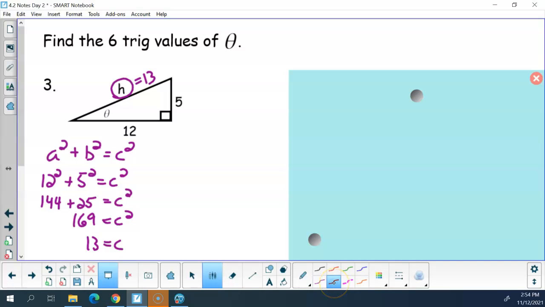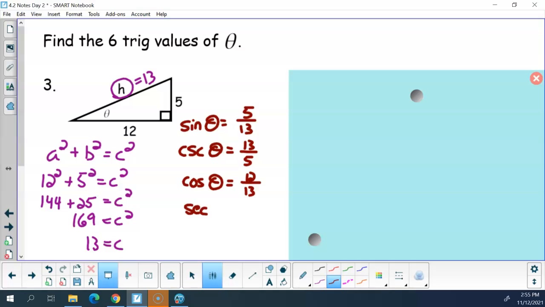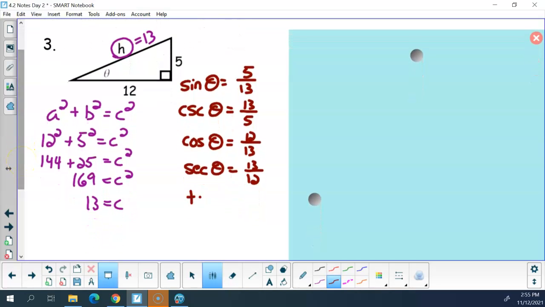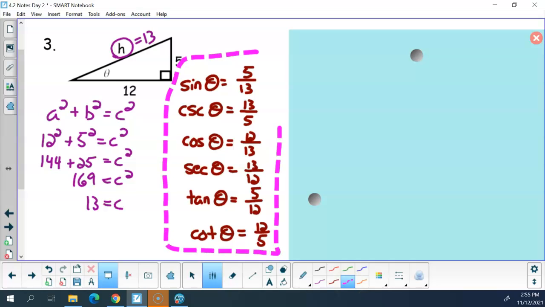So the sine of theta is 5/13, which means the cosecant of theta is 13/5. The cosine of theta is 12/13, which means the secant of theta is 13/12. The tangent of theta is opposite over adjacent, 5/12. The cotangent of theta is 12/5. I know, that's a lot of numbers. It's easy to do them in pairs because one is just the reciprocal of the other.